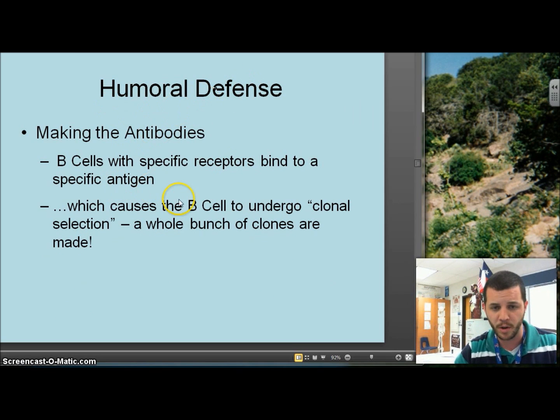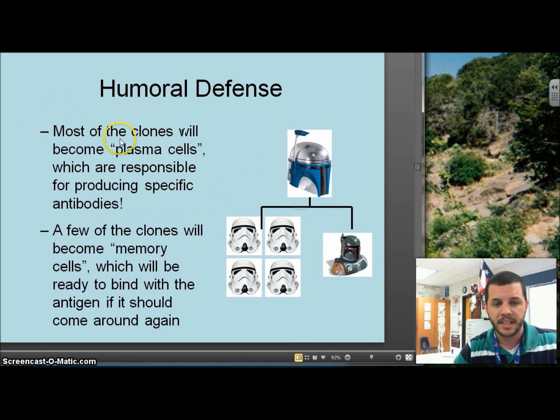It says, continuing with humoral defense, B cells with specific receptors are going to bind to a specific antigen. It says that B cell then will undergo clonal selection. So it's going to make a whole bunch more of itself so that it can then protect against that pathogen later on. It says most of the clones will become plasma cells, which are responsible for producing specific antibodies. Okay, those antibodies are going to be what's going to protect us from it in the future. It says a few will become memory cells, which will become ready to bind with the antigen should it come around again. So then the next time it comes around, those memory cells are going to bind to it and destroy it.